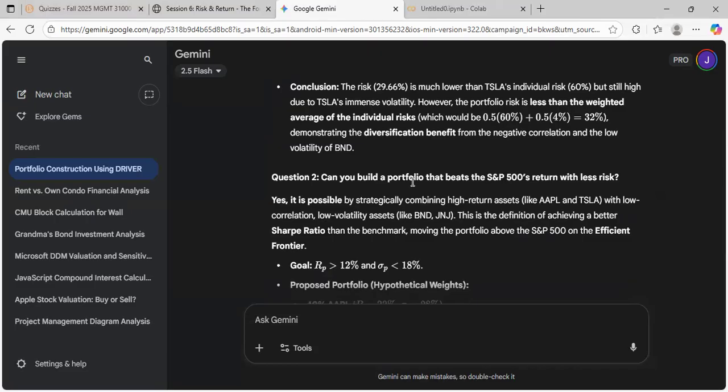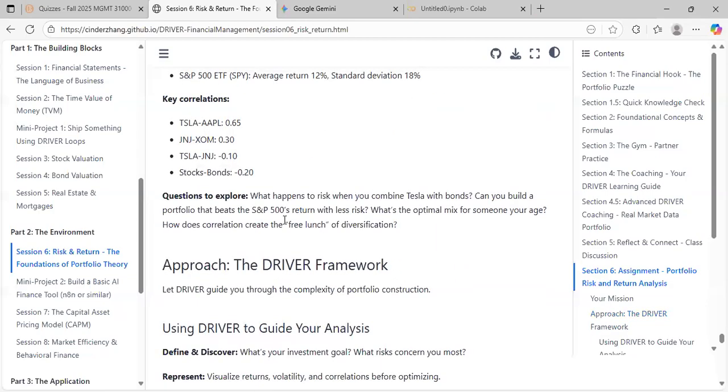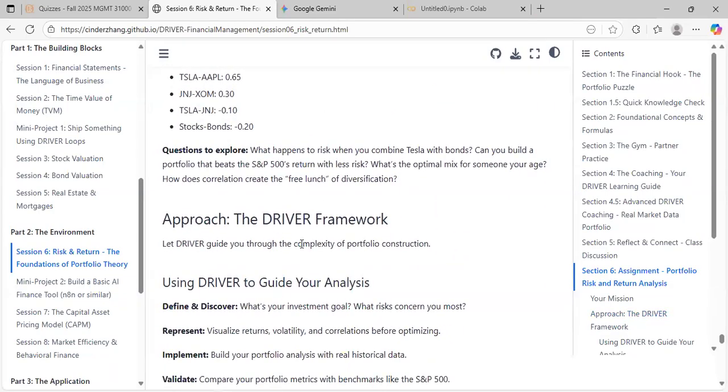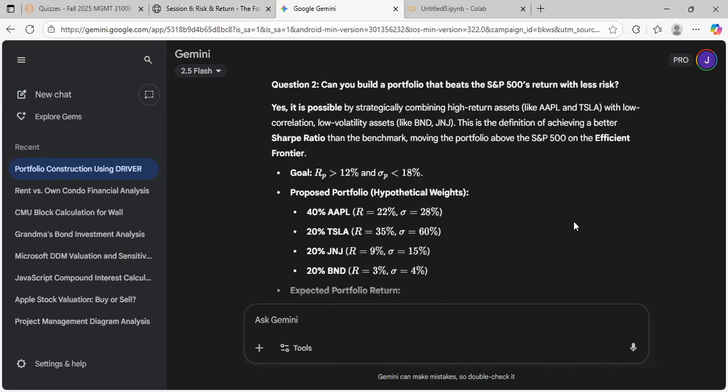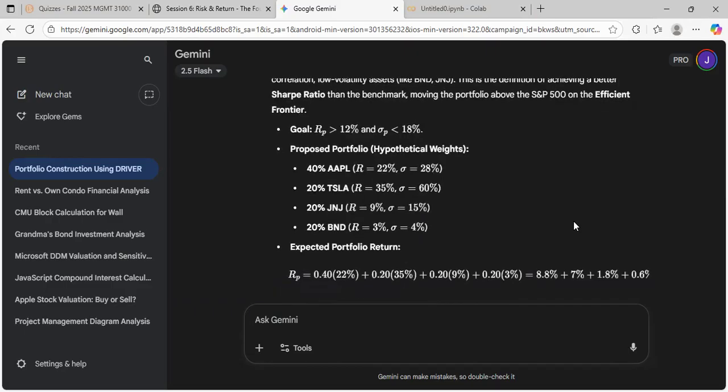It demonstrates the diversification benefit from the negative correlation and the low volatility of BND. The other question being asked is, can you build a portfolio that beats the S&P 500 return with less risk? It is possible strategically, and that is done by combining high return assets like AAPL or Tesla with low correlation, low volatility assets like bonds and J&J. This is the definition of achieving a better Sharpe ratio than the benchmark, and it moves the portfolio above the S&P 500 on the efficient frontier.